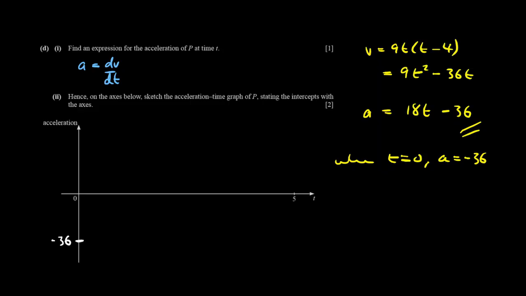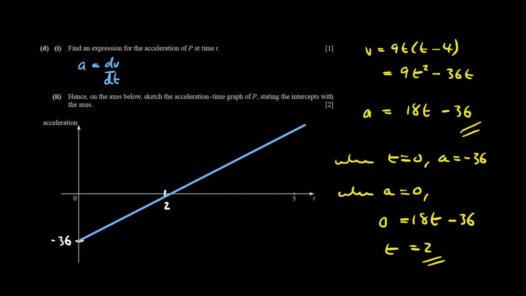What's the x-intercept? Well, the x-intercept is going to be where a is equal to 0. So when a is equal to 0, sorry about the bad writing, 0 is equal to 18t minus 36. So 36 is equal to 18t, so t is equal to 2. So we're going to label that point there and call that 2. And so our line is just going to go straight through like that.